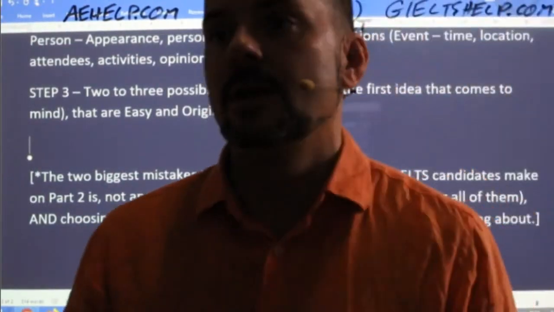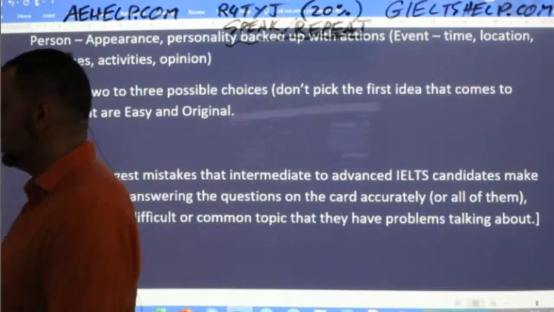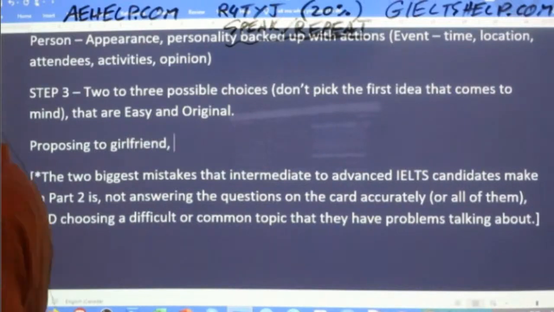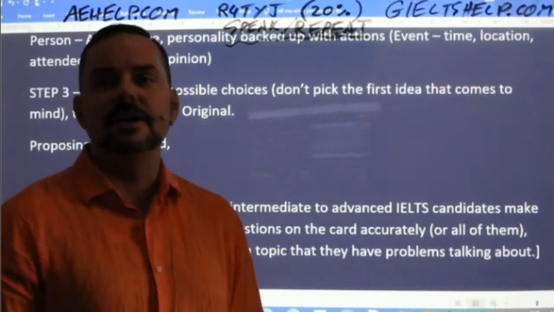Okay. All right. Sammy says, proposing to girlfriend. Okay, so yeah. So asking for girlfriend's hand in marriage. Yeah, that could be one. All right, give me some other ones.